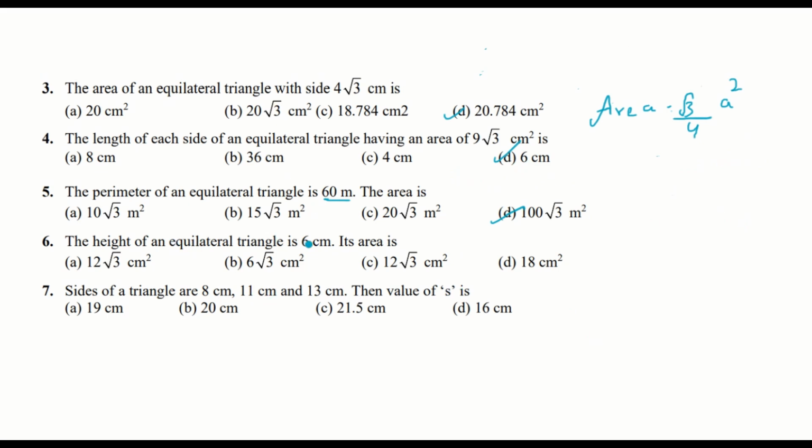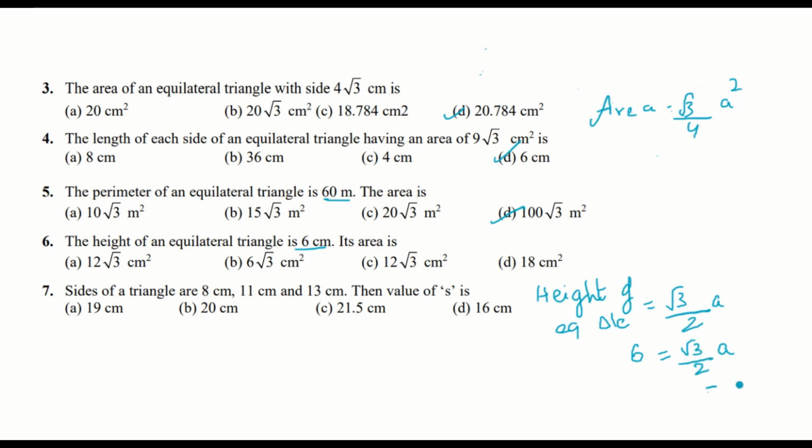Height of the triangle is given, equilateral triangle is given. There is a formula. Height of an equilateral triangle is root 3 by 2 a. So if height of the triangle is equal to root 3 by 2 a, let's substitute the given height. This root 3 by 2 a is equal to 6 centimeter. So now what is a?